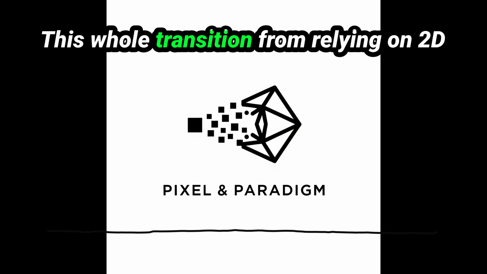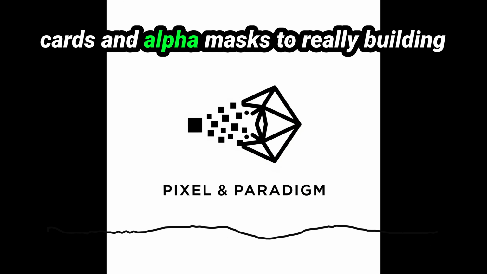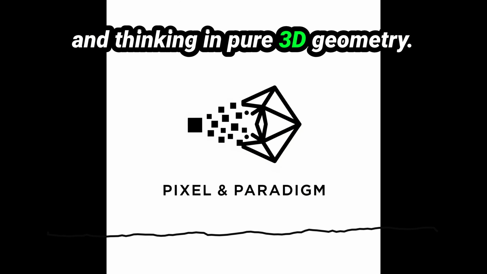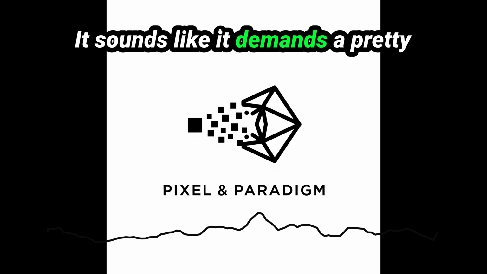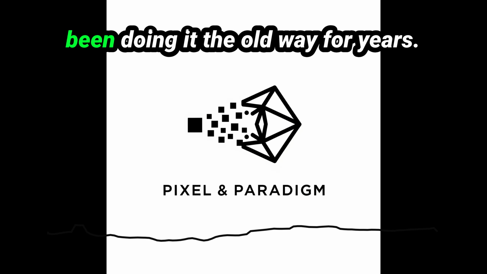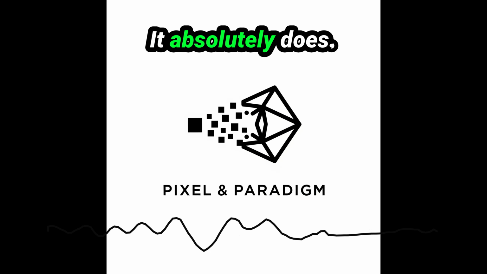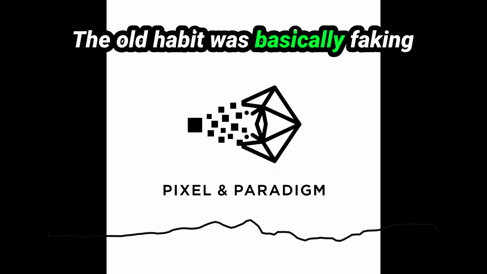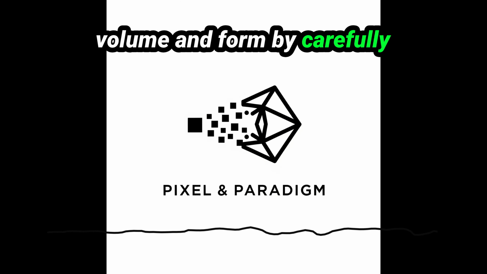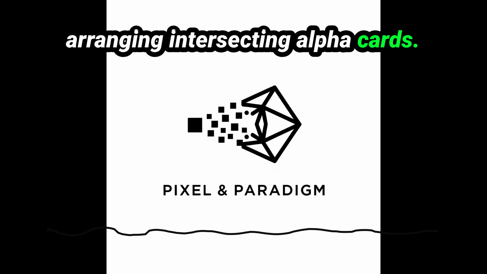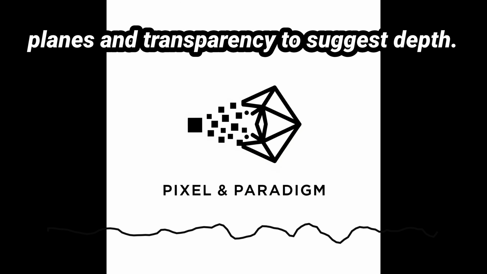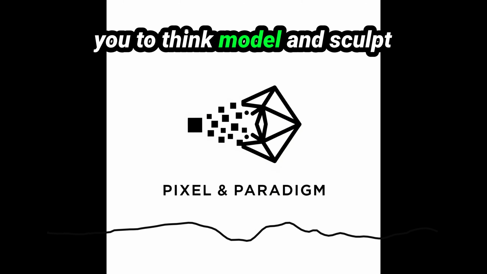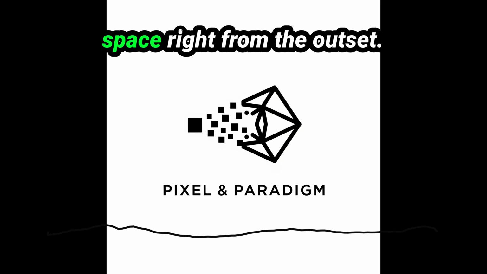This whole transition from relying on 2D cards and alpha masks to really building and thinking in pure 3D geometry, it sounds like it demands a pretty significant adjustment for artists who've been doing it the old way for years. It absolutely does. Yeah, it requires a significant mindset shift. The old habit was basically faking volume and form by carefully arranging intersecting alpha cards. You were essentially painting with flat planes and transparency to suggest depth. The new mindset requires you to think, model, and sculpt in true three-dimensional space right from the outset.